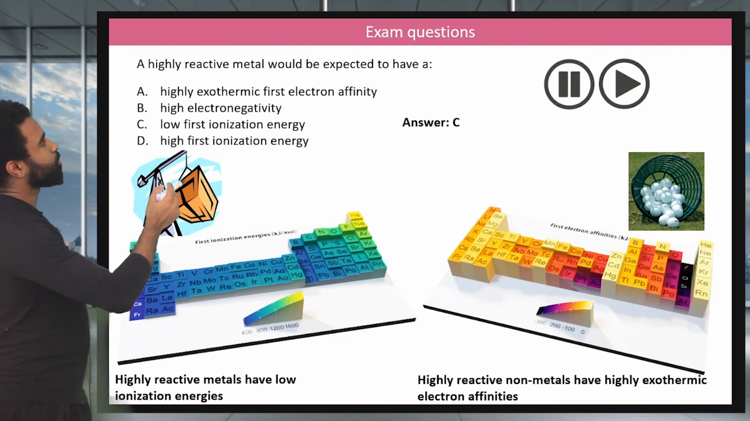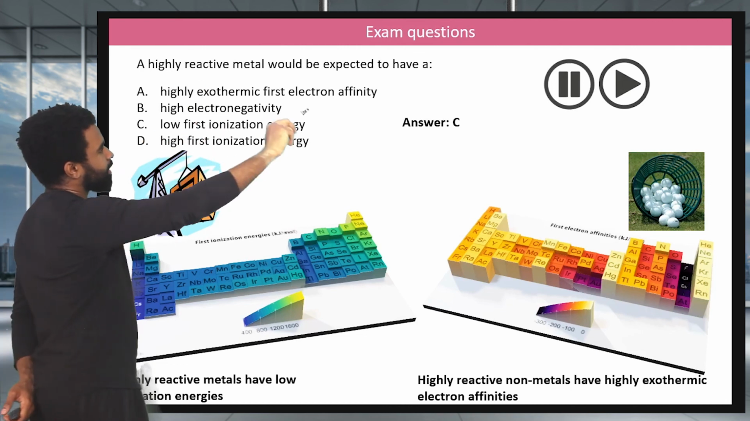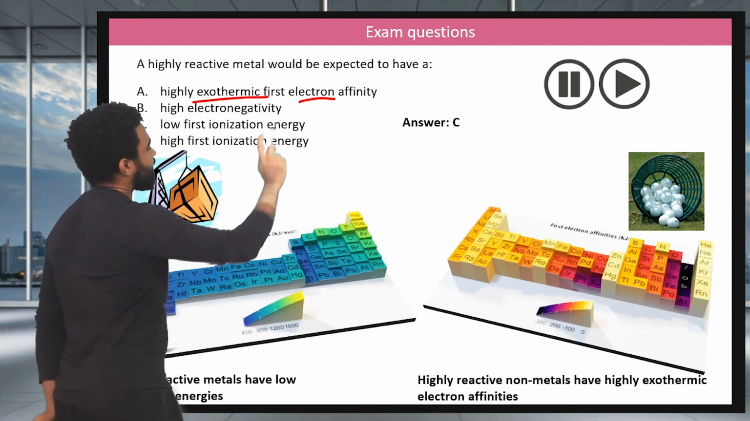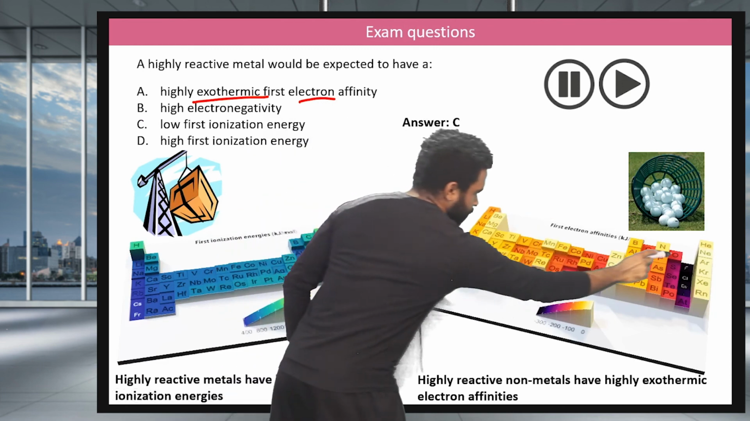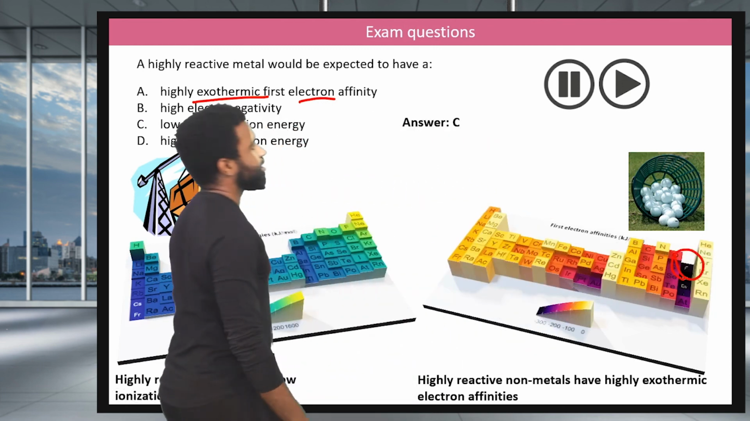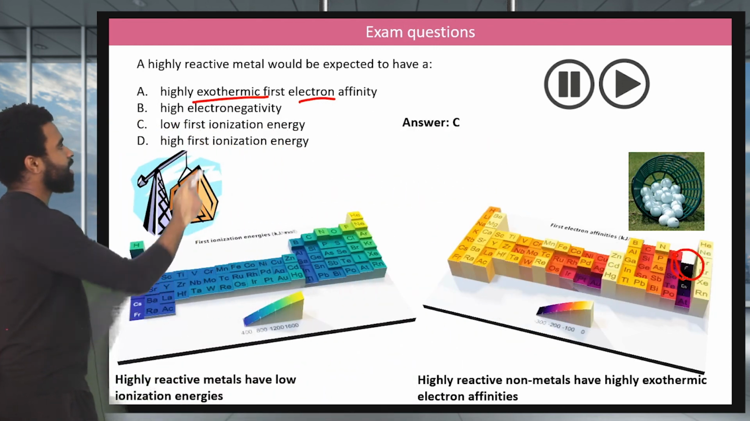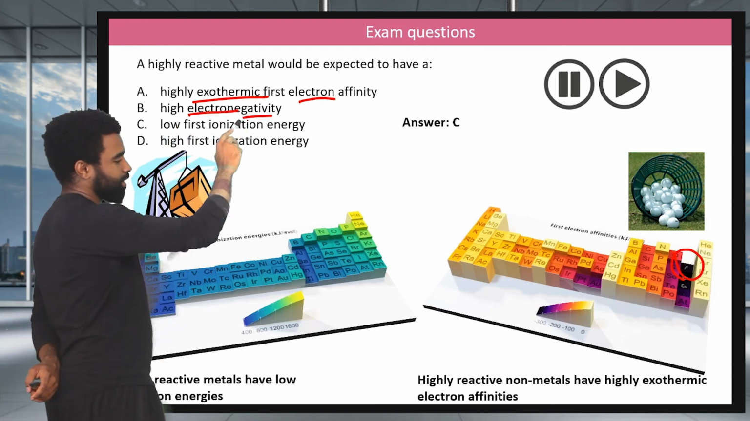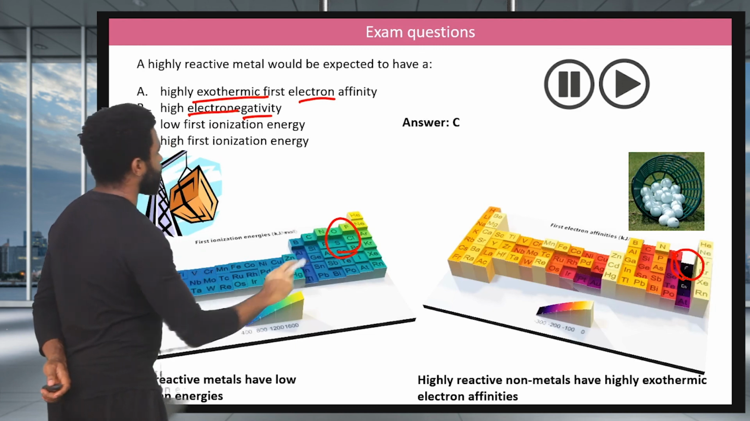So let's walk through them. A highly reactive metal would be expected to have a highly exothermic first EA. No, highly exothermic first EAs are for what? Highly reactive non-metals like fluorine and friends there. High electronegativity? No, we haven't talked about that, but generally speaking, electronegativity is high around fluorine.